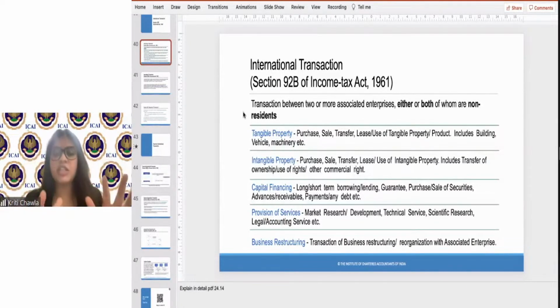But from the examination point of view, you have to first identify whether they are related, that is associated, and then see whether this is an international transaction or not. So you have to identify both things.